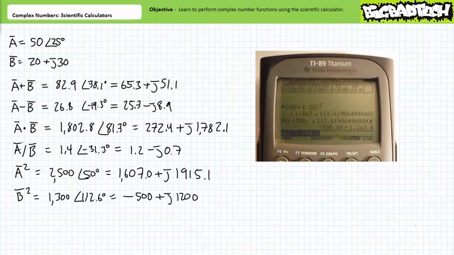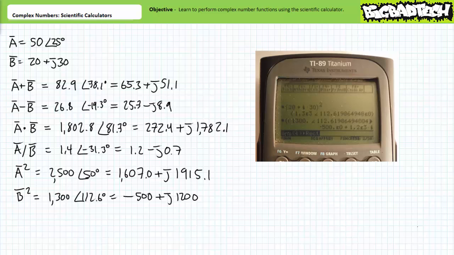Finally, to perform exponentiation on a complex number using rectangular format like B, note one needs to enclose B in parentheses for the exponentiation operation to work on both the real and imaginary components. If we wish to perform the operation B squared, I'd enclose complex number B in parentheses and raise it by 2. When I press enter, I get the answer of 1300 at an angle of 112.6 degrees. If we wanted this answer in rectangular format, we'd have to use the rectangular conversion entry in the catalog to convert it to negative 500 plus j 1200. Again, note these answers being expressed using engineering format.